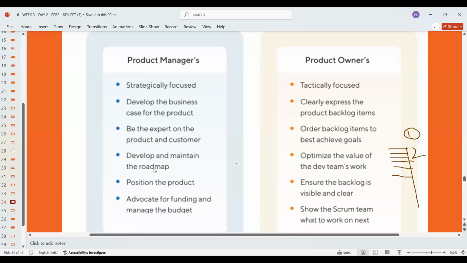Advocate for funding and manage budgets. Yes, and product owner: show the Scrum team what to work on next. So now, even on the next steps and the responsibility point of view, we are saying that the product manager also has to look at the funds, or gather the funds, or ensure that a continuous supply of finance is there as the product is being developed.